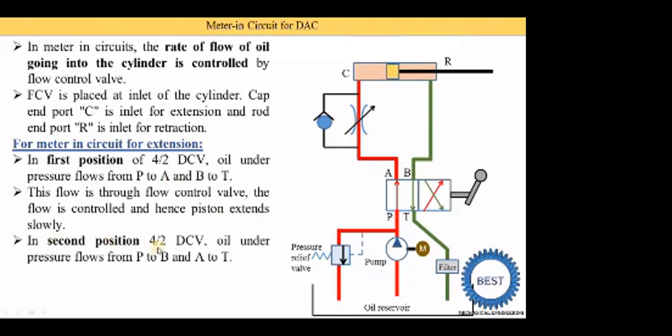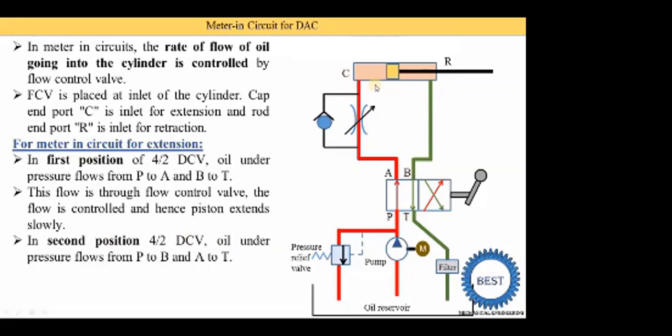In the second position of the 4/2 DCV, oil under pressure flows from P to B and A to T. Second position means the ports are connected with this crossed position. Here you see a cross line, meaning the P port is connected with B and the A port is connected with T. So oil flows from P to B and A to T. Pressurized oil enters the P port, then it is supplied to the B port, meaning the retraction stroke is going on.